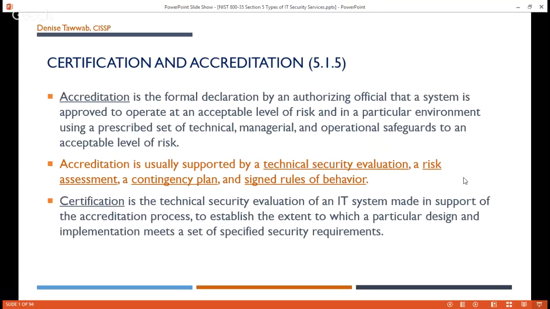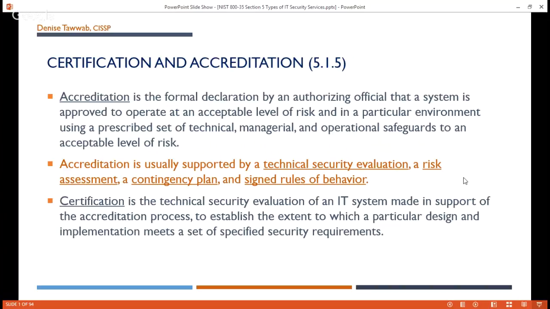Next up, under management security services is certification and accreditation. Accreditation is that formal declaration by an authorizing official that a system is approved to operate at an acceptable level of risk and in a particular environment using a prescribed set of technical, managerial, and operational safeguards. This is your authority to operate. Accreditation is usually supported by a technical security evaluation, a risk assessment, a contingency plan, and signed rules of behavior.